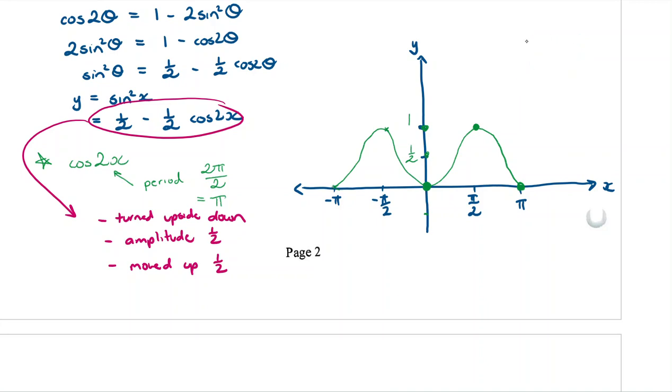Okay, so with those kinds of graphs, try to work out all of your information first: period, amplitude, reflections, those kinds of things. Try to get your starting point and then work out using your period where everything's going to go from there.